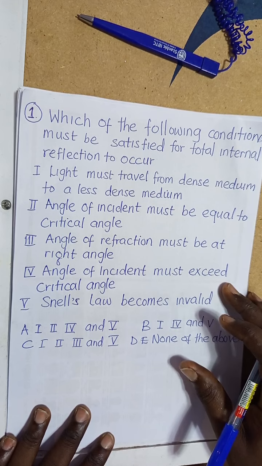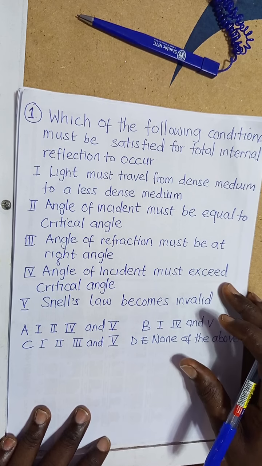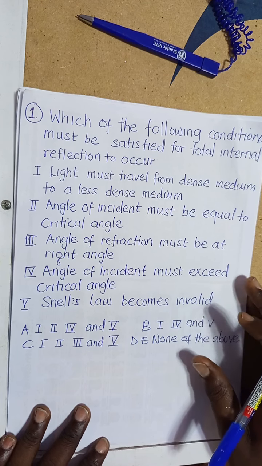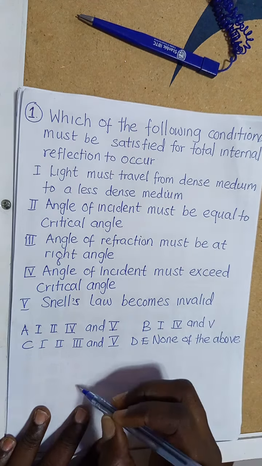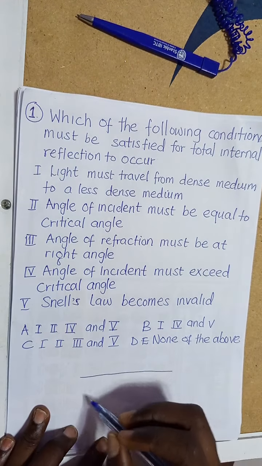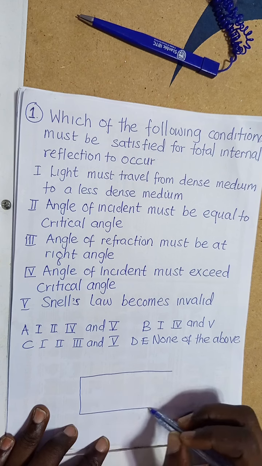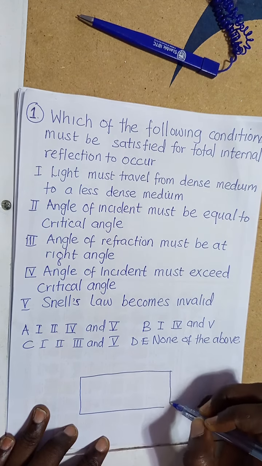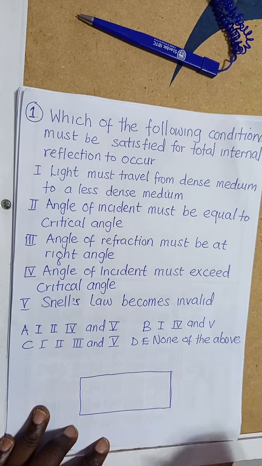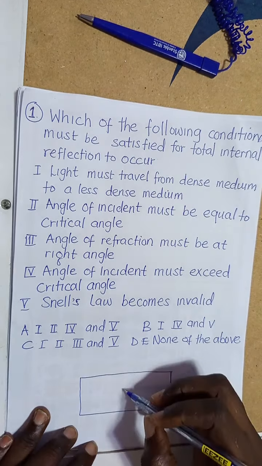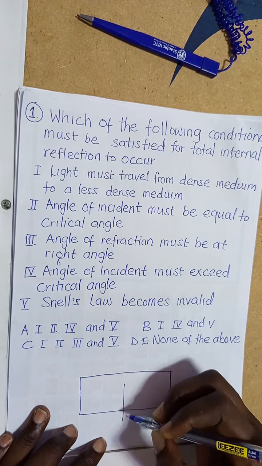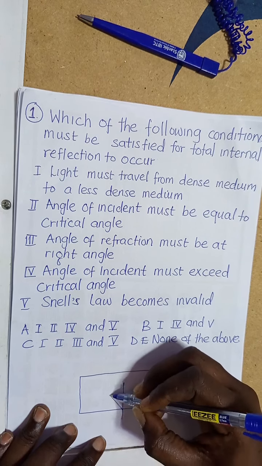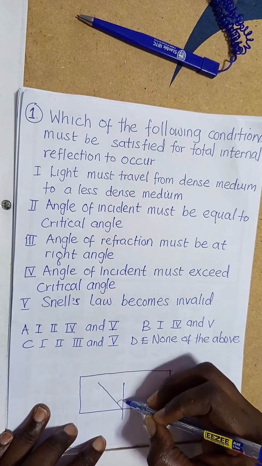Roman figure 2 says angle of incidence must be equal to the critical angle. No, the angle of incidence must be greater than, or exceed, the critical angle. If I have a prism like this, a rough sketch, this is a rectangular prism. Let me have a normal and let me have an angle of incidence like this.